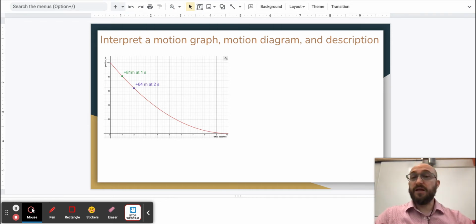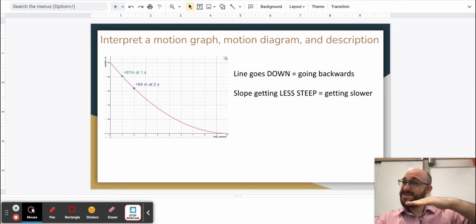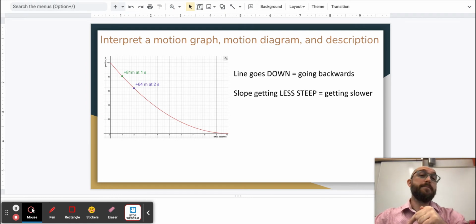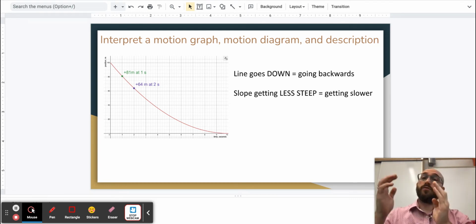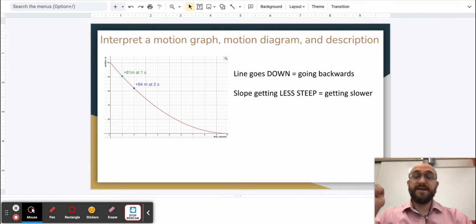Well, I see that the line is going down, and I see that the slope is going from steep to not steep. Well, the line going down tells me I'm going backwards. That I'm going from steep to not steep means I'm getting slower. So here I have read a graph and made a description. But can I make a motion diagram?